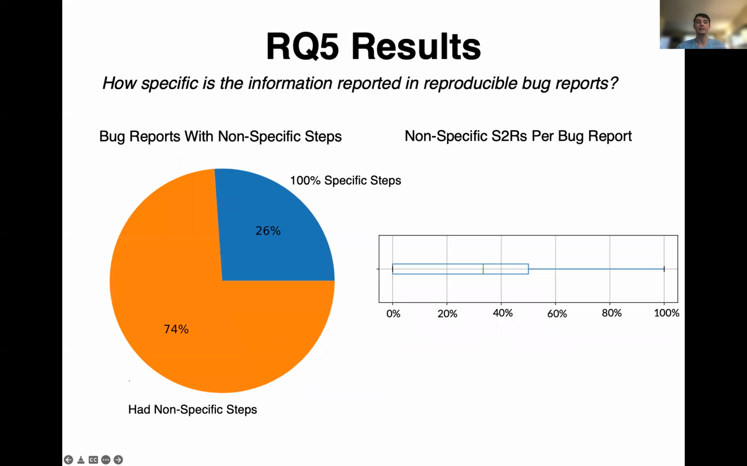Finally, RQ5 asks how specific the information reported in reproducible bug reports is. And we found that only a quarter of all of the bug reports had 100% specific steps to reproduce, whereas 3/4 had some sort of non-specific step. And 36% of all steps in all bug reports were mapped to multiple GUI actions. So environmental and observed behavior information was in pretty much all cases specific enough to reproduce the failures. So the steps to reproduce are really where the non-specific information is occurring most often.